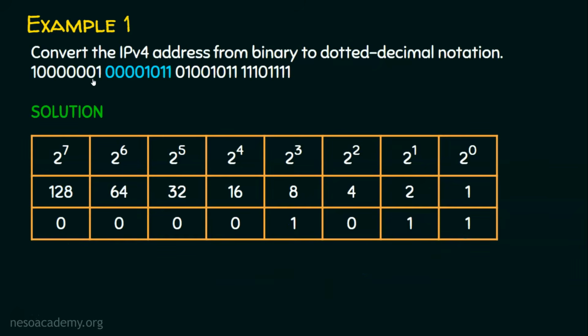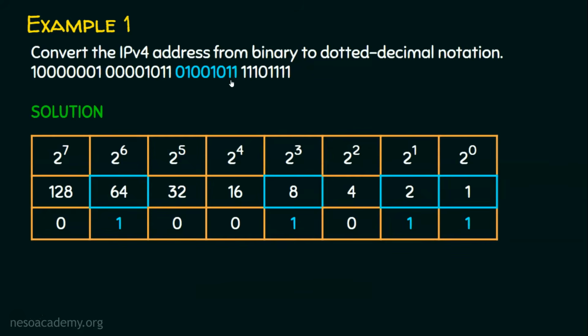Let's move on to the next octet. So what are we going to do? We are going to take this and place it in the table. And where do we have 1? We have 1 against 8, 2 and 1. So the decimal notation is 8 plus 2 plus 1. 8 plus 2 plus 1 is 11. So the second octet is 11. Already we know this is 129. Now this is 11. Let's move on to the third octet.